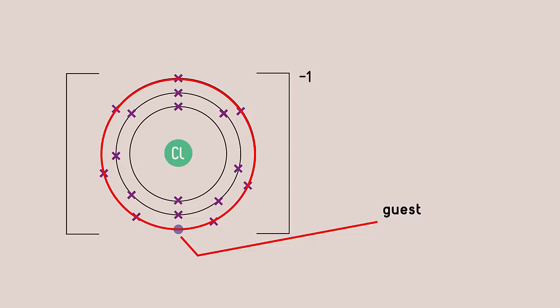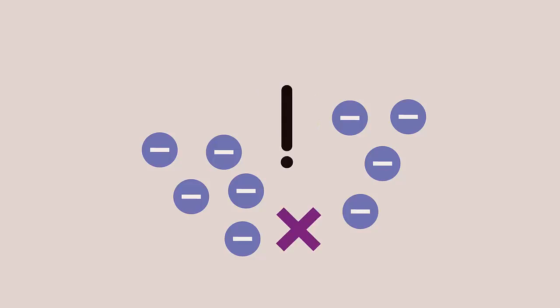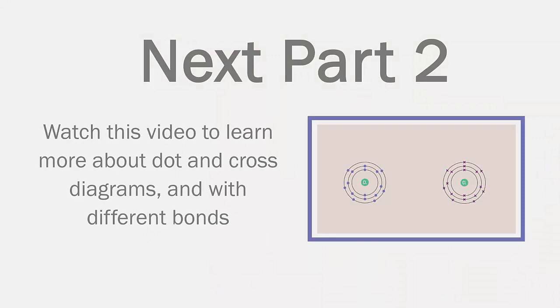Dot and cross diagrams provide a useful way to keep track of where electrons come from. Of course, we don't really know which electron is which. They all look the same. But this is a very useful notation for showing what has happened. Bonding occurs when an atom doesn't have the electrostatic force to steal another atom's electrons.